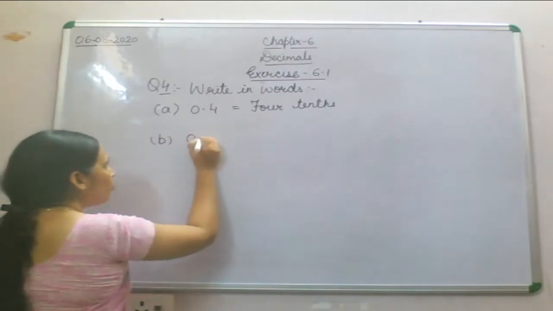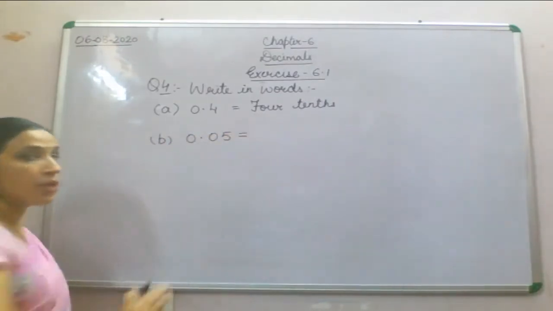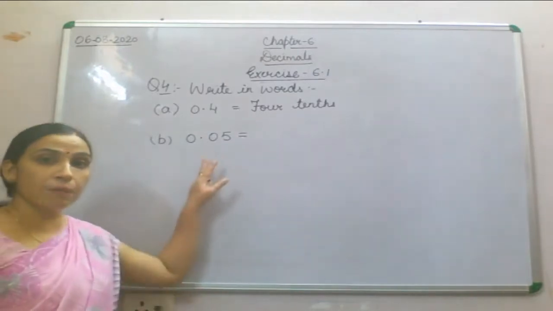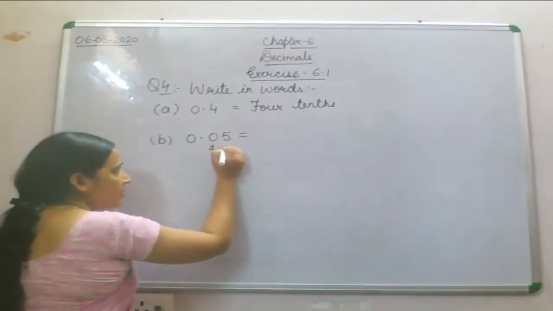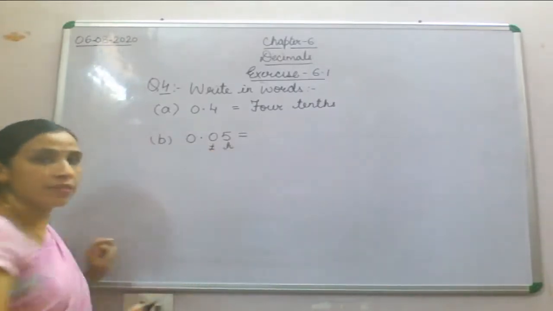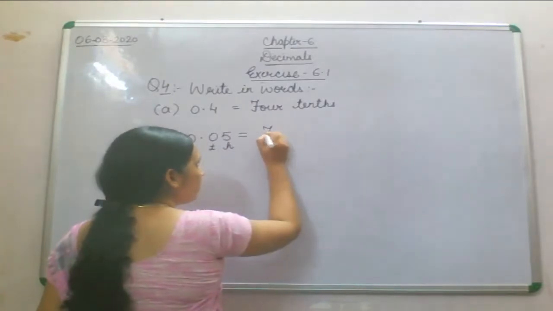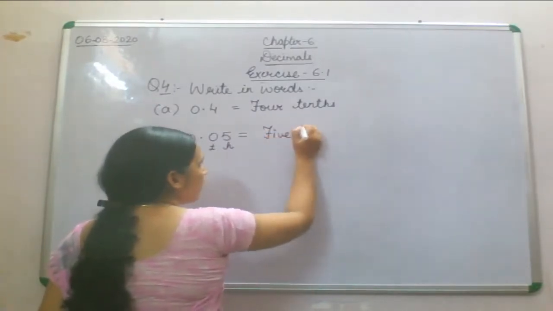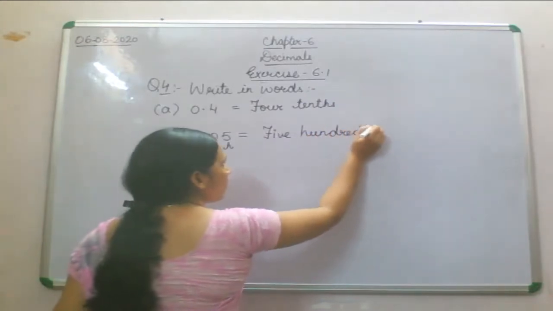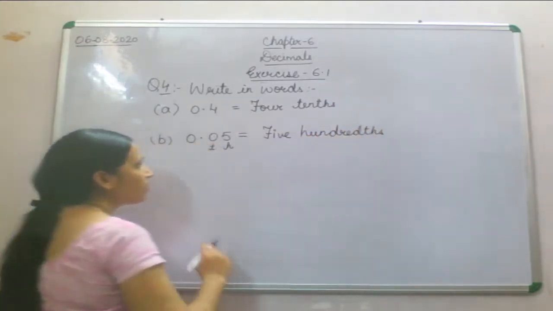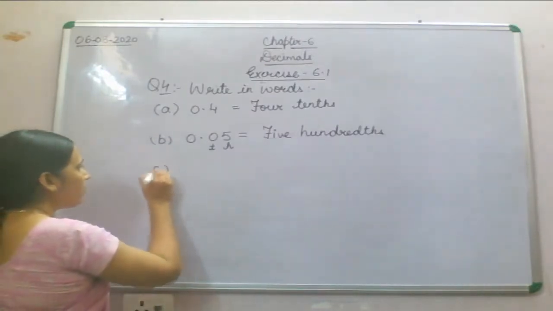That is a simple one. Now we'll come to B. That is 0.05. Now after the decimal, what is the place? That is the second place. Now which is the second place? This is your tenths and this is your hundredths. So that will become 5 hundredths. This is your second place. Fine. Now we'll come to our C part.